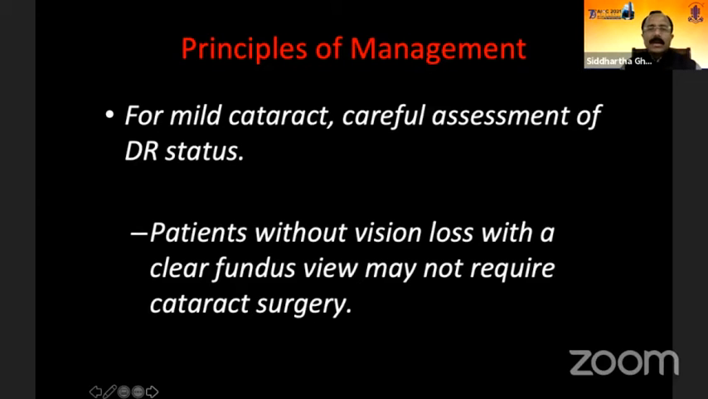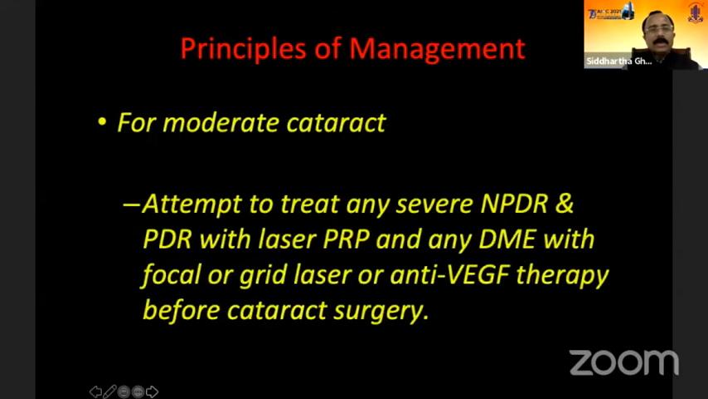For mild cataract, careful assessment of the diabetic retinopathy status should be done. And patients without vision loss, you know, with a very clear fundus view, may not require cataract surgery at all. And when we look at the patients with moderate cataract, there should be an attempt to treat any severe NPDR and PDR with laser PRP and any DME with focal or grid laser or anti-VEGF therapy before cataract surgery.